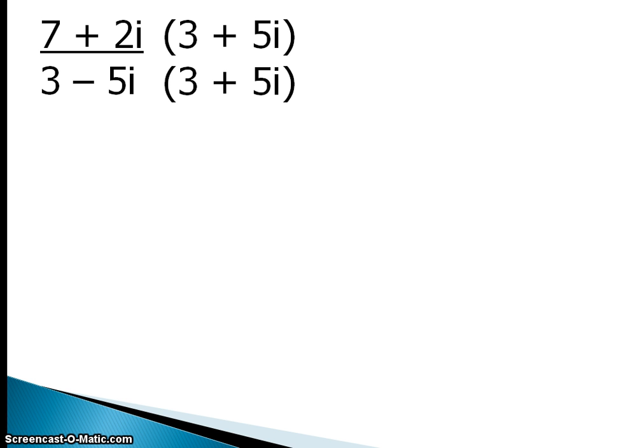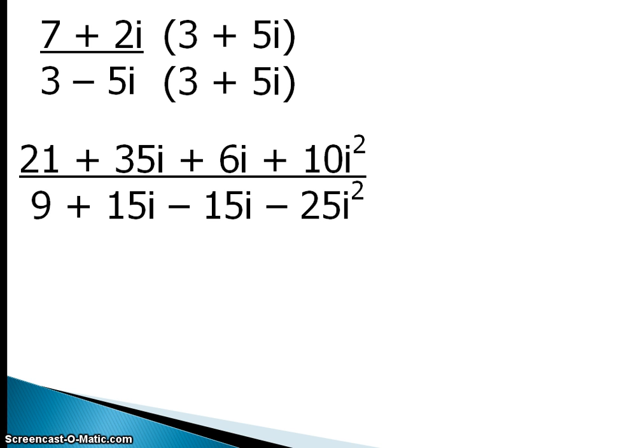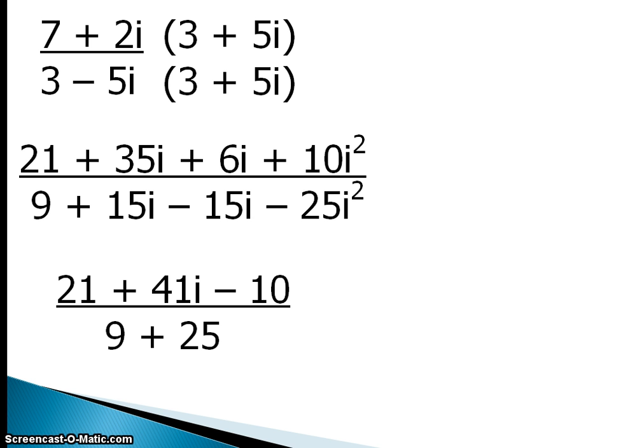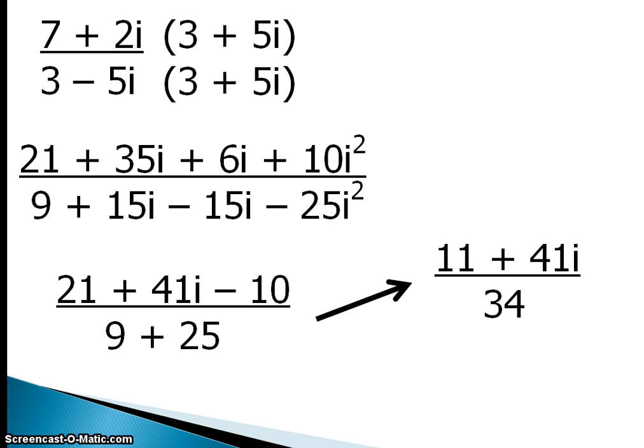Now, here's an example of how you would do this. You notice I'm multiplying both the numerator and the denominator by 3 plus 5i. This is the complex conjugate. So I'm going to have to FOIL the numerator and then FOIL the denominator. And when I do, I get these long expressions, which I am going to simplify to be 21 plus 41i minus 10 all over 9 plus 25, which is 34. Now, you have to do this because it is mathematically illegal to have i in the denominator.